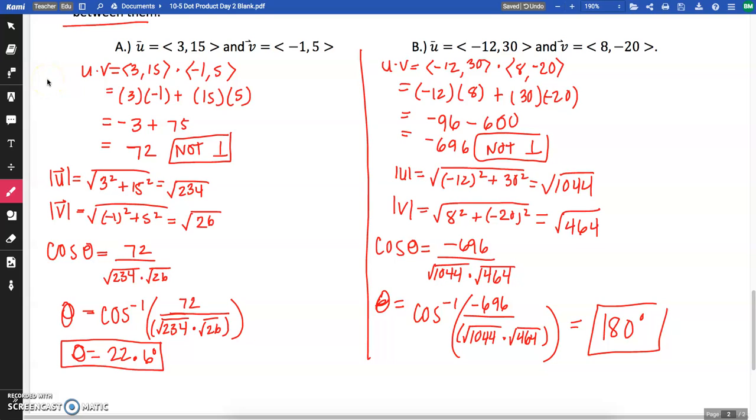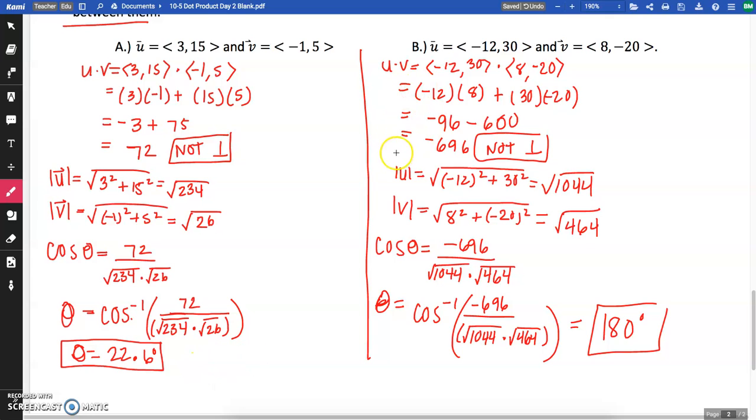All right, here are my final answers for A and B. So for part A, I got that the dot product was 72. So it's not perpendicular. Remember our symbol here for perpendicular. So then I continued to find the magnitudes so that I could figure out the angle using that new equation. I got an angle of 22.6. Again, make sure when you're typing it in that you're using inverse cosine and you have another set of parentheses in the denominator.